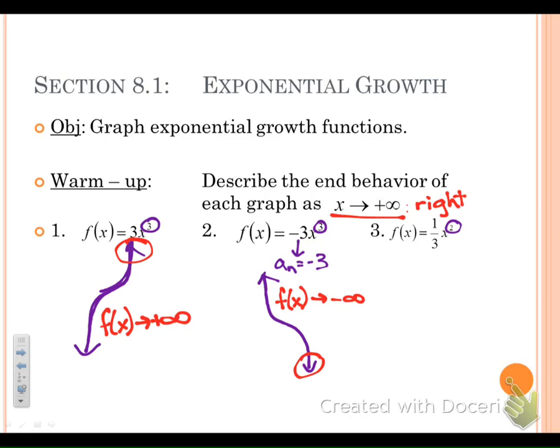Last one, x squared. So if I look at the graph, it's a parabola in this last one. And if I'm looking at the right arrow, it's also pointing up. So if you plugged in a really big positive number and you got an even more positive number, the end behavior is approaching positive infinity.